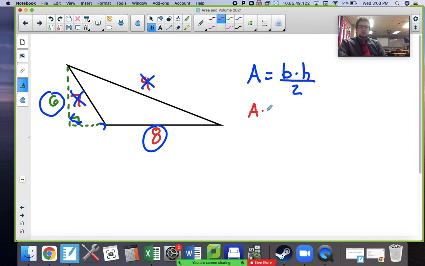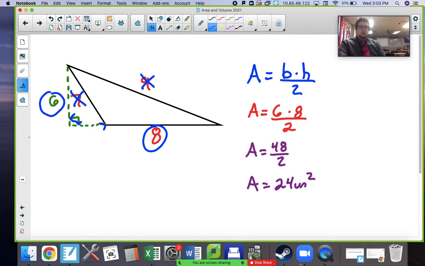So area is equal to 6 times 8 all over 2. That's 48 over 2. So the area is 24 units squared.